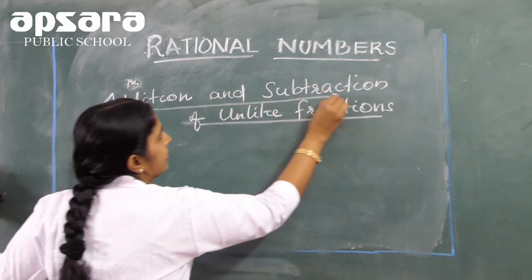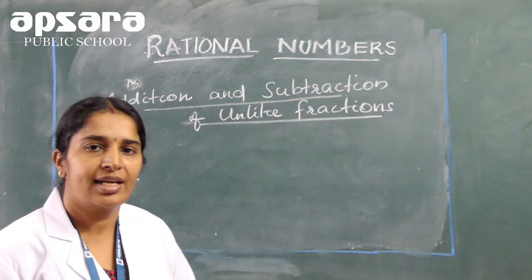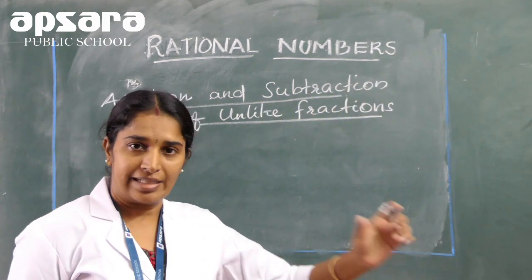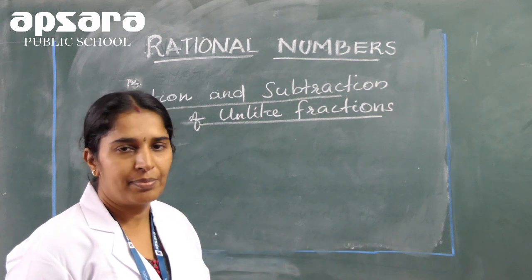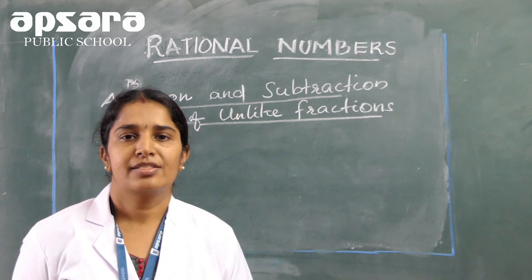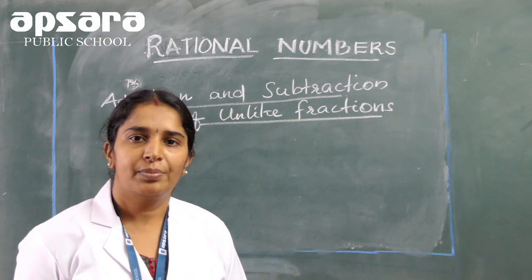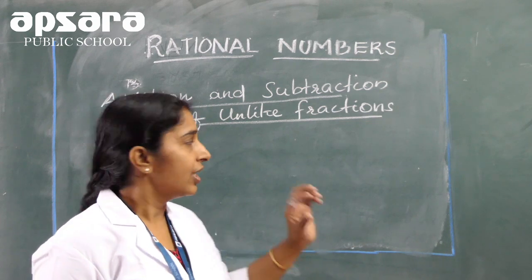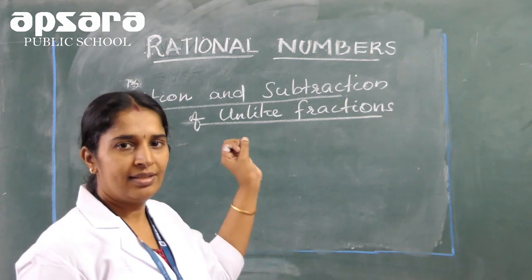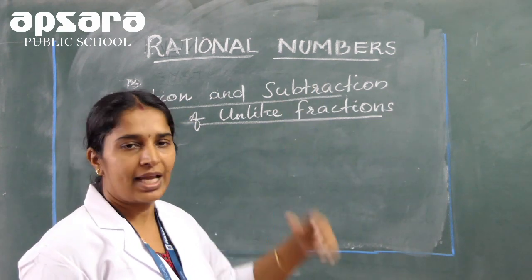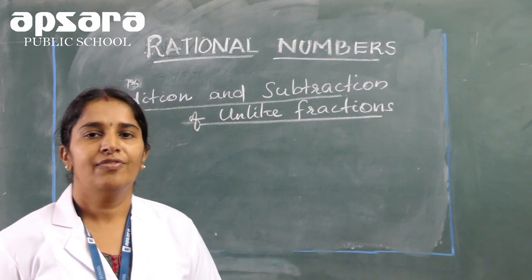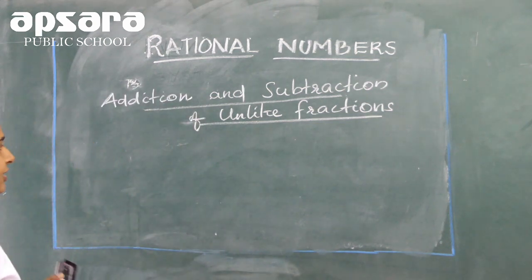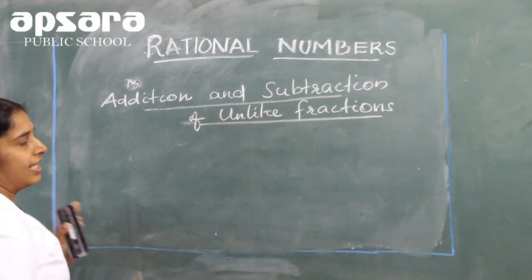Students, do you know what is the difference between like fractions and unlike fractions? Yes, like fractions are those fractions whose denominators are same, whereas unlike fractions means their denominators will be different. So now we are going to add. Then we will move on to the subtraction of unlike fractions. So let us start with addition of unlike fractions.